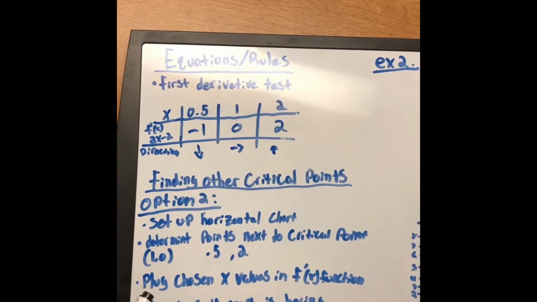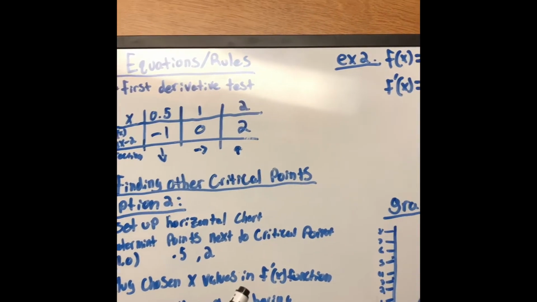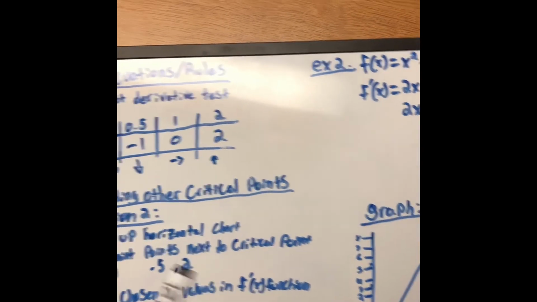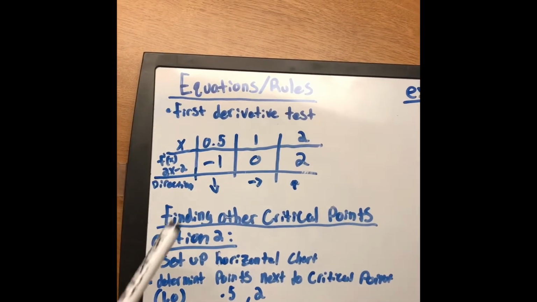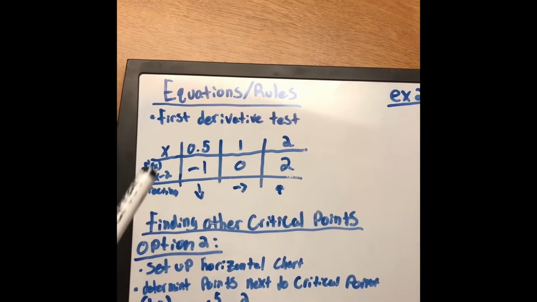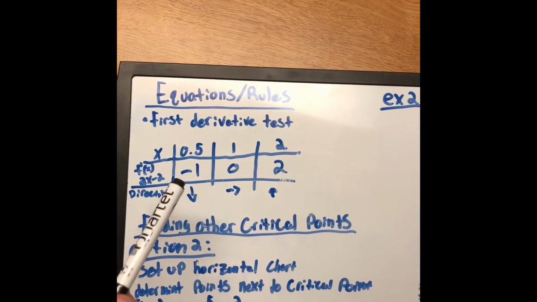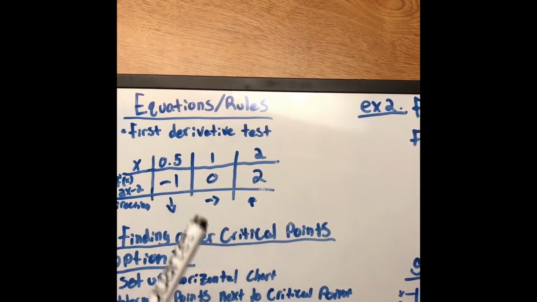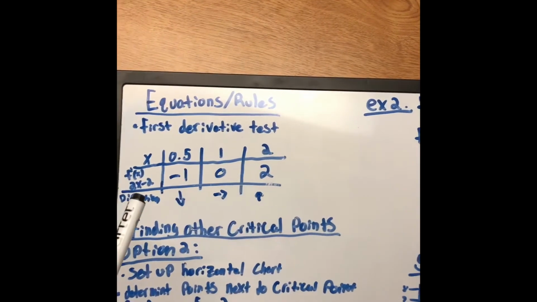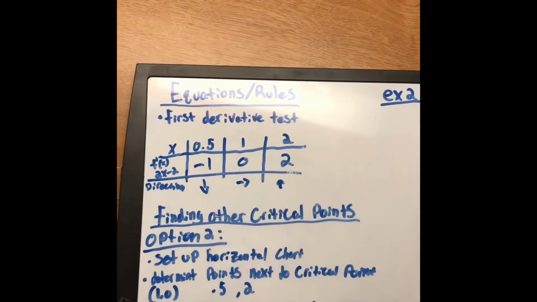Next, you're going to plug our chosen x values into our f'(x) function. Our f'(x) function was 2x - 2. We plug in 0.5 in this equation and you get -1. You plug in 1 in this equation and you get 0. You plug in 2 into the equation and you get 2.